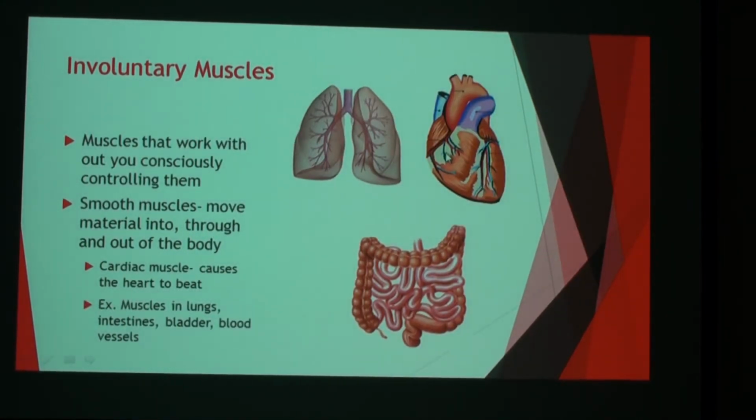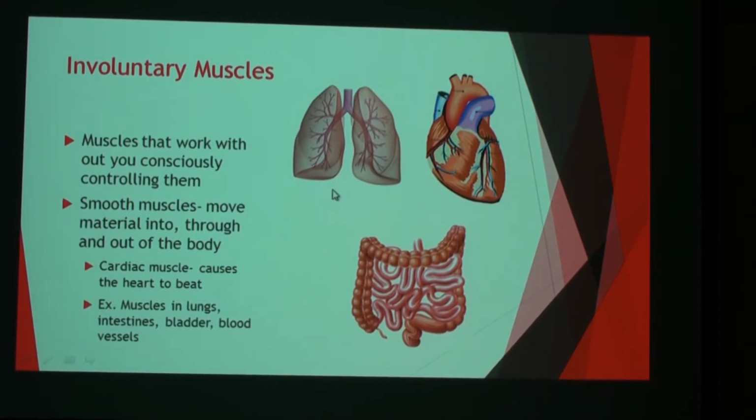The next type of muscles is the involuntary muscles, and these are muscles that work without you controlling them. For example, we have the heart and the lungs. I mean, you don't have to think, oh, I'm gonna breathe right now. You already breathe even when you're asleep, when you're really excited, when you're running. You don't have to think, oh, I have to breathe.